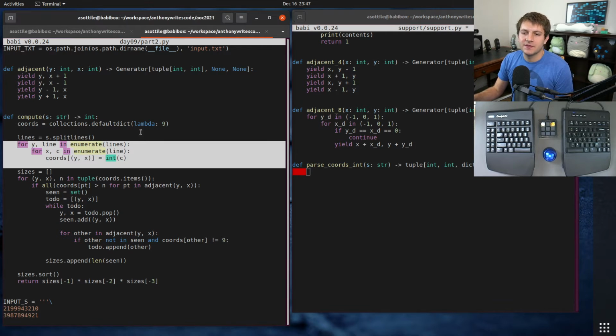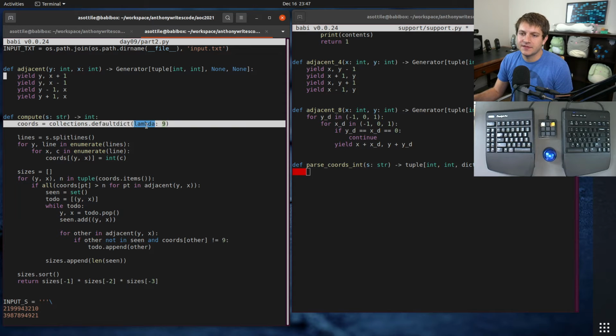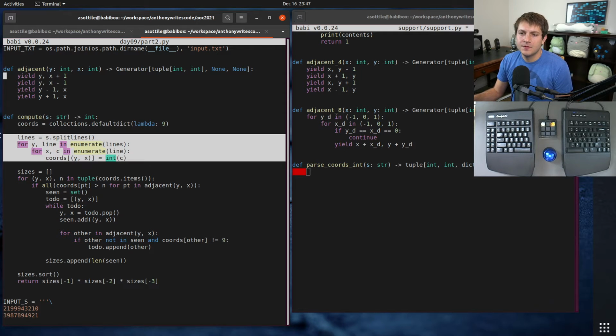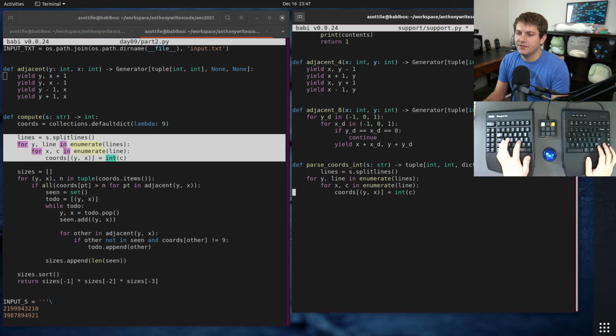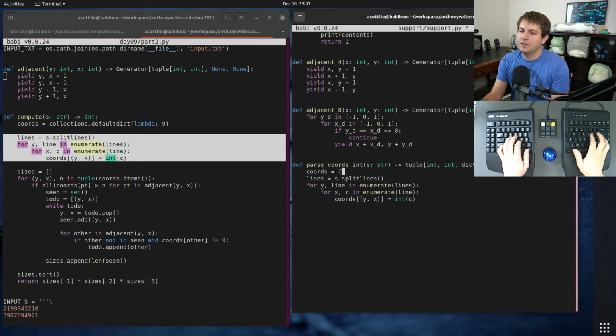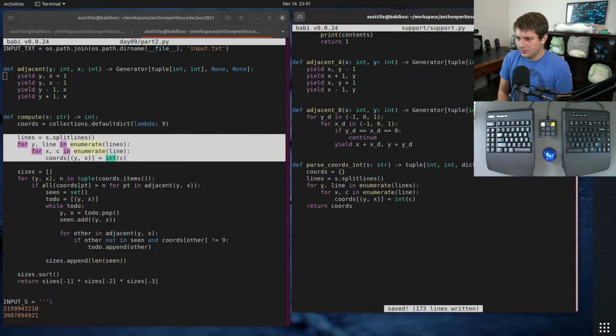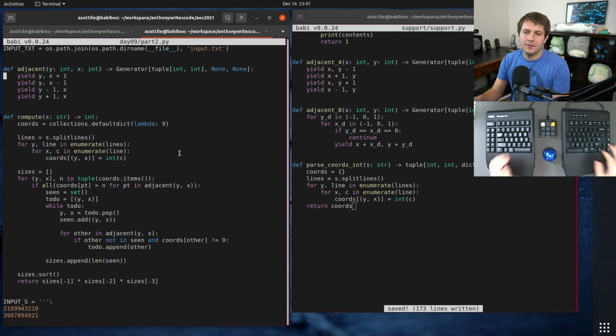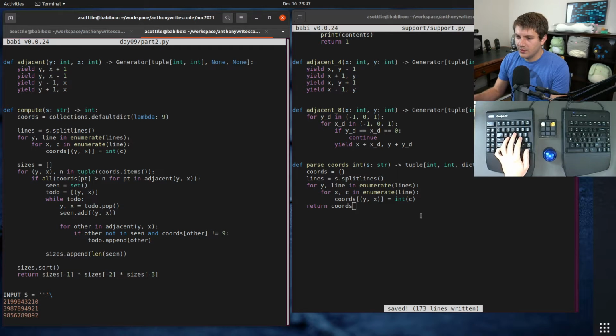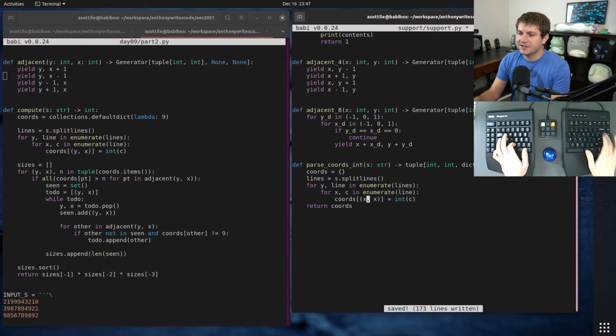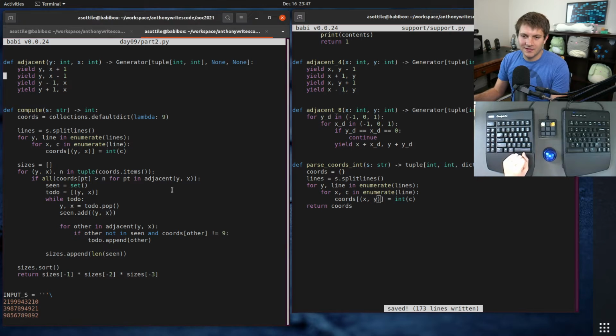The problem with this is we actually used a little special default dict here. So I don't know quite how helpful this is, but maybe that's going to be helpful. Oh, but we have yx here, and we're going to standardize on xy. That is what I have decided.